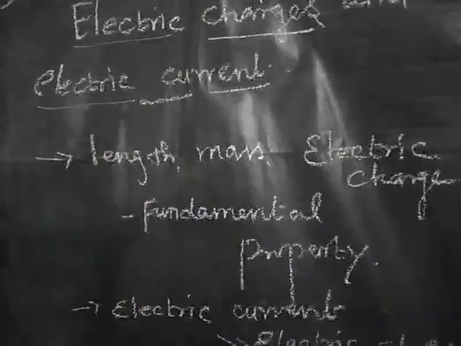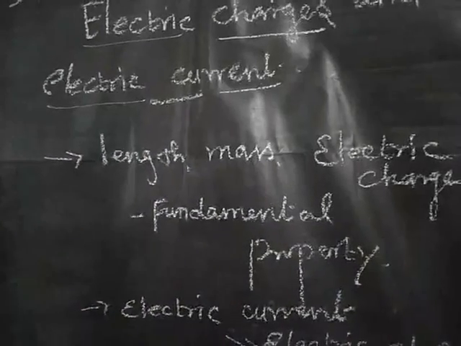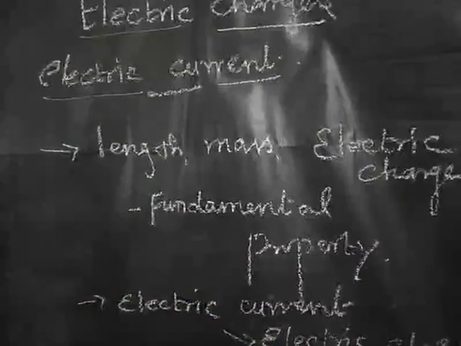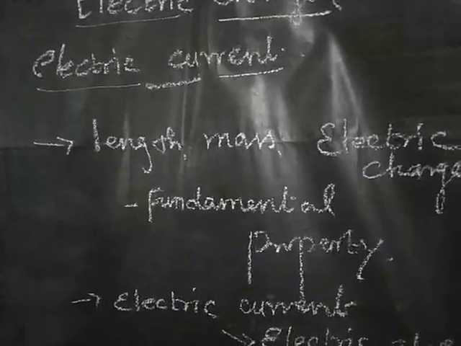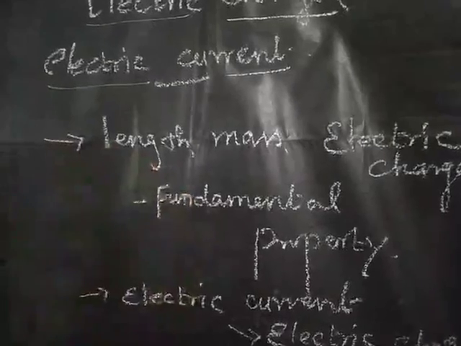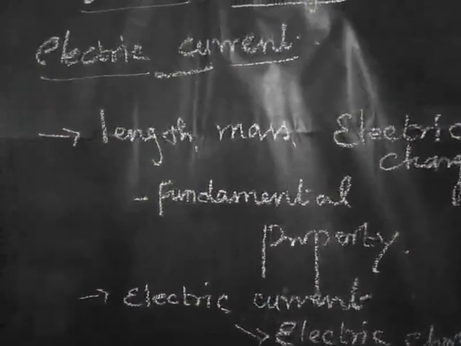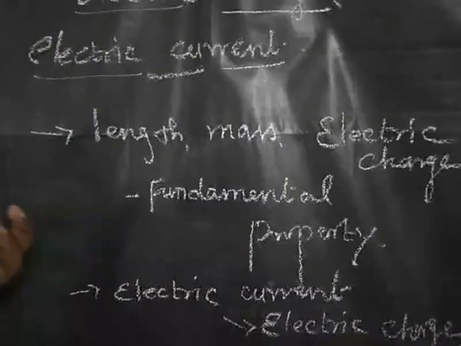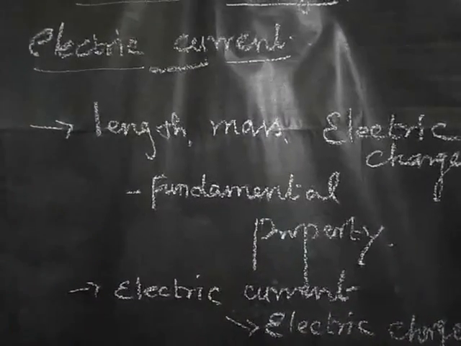Before entering into this lesson, what is meant by fundamental quantities and what is meant by derived quantities? Length, mass, time, temperature, amount of substance, and electric charge. These quantities are called fundamental quantities and fundamental properties.